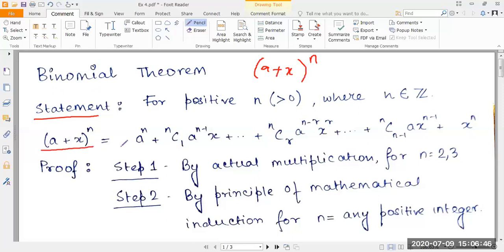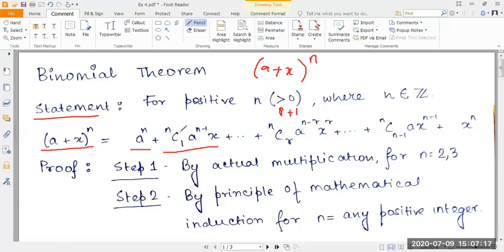If we have the binomial expression (a plus x) to the power n, that can be expanded in the form a to the power n plus nC1 a to the power n minus 1 into x, plus the second term will be nC2 a to the power n minus 2 x squared. The third term will be nC3 a to the power n minus 3 x cubed, and so on until the r plus 1th term. Please remember that this is not the rth term but the r plus 1th term.